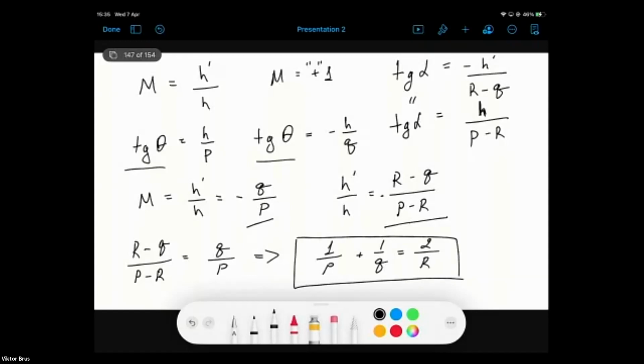And what does it tell us? That there is a direct relationship between the object distance, image distance, and curvature of the mirror. So if we know two of these parameters, we can easily calculate the unknown one, which is very useful while solving some problems or building some optical systems for particular needs. So now let us consider some specific case of light propagation.